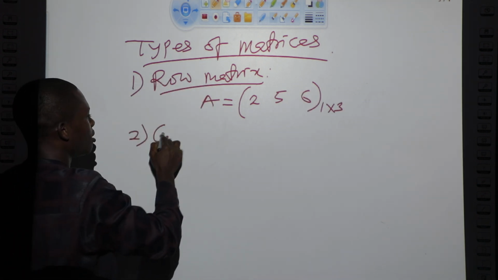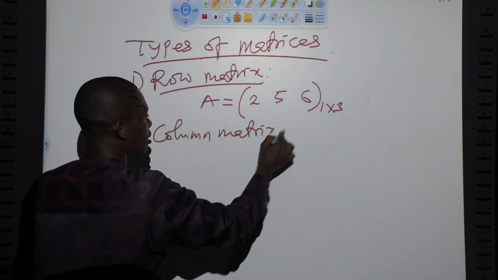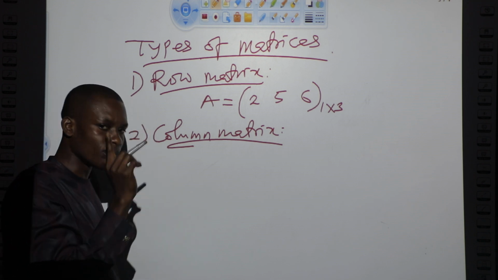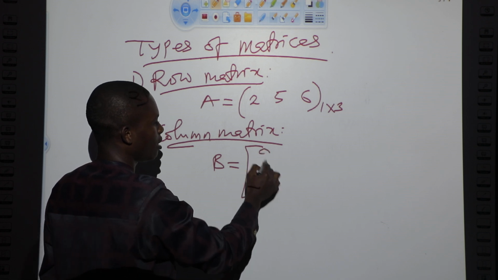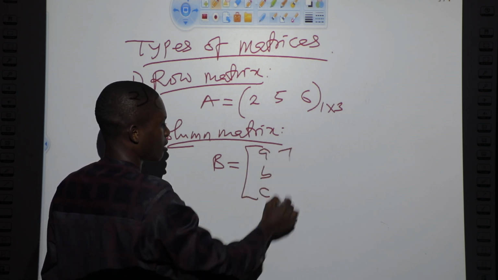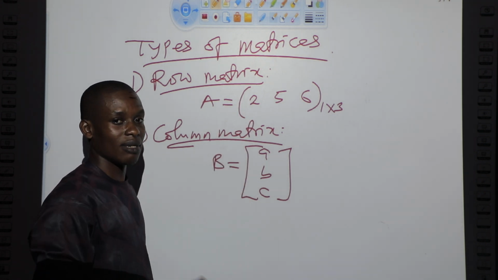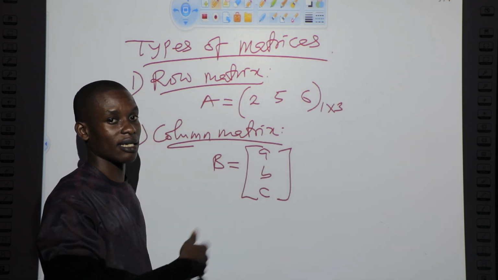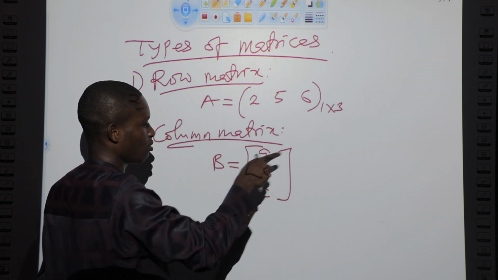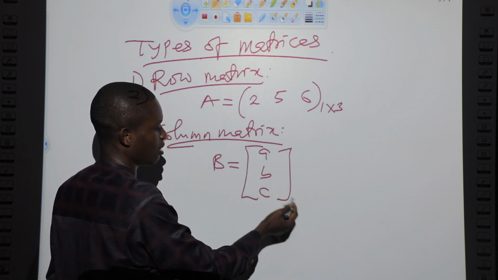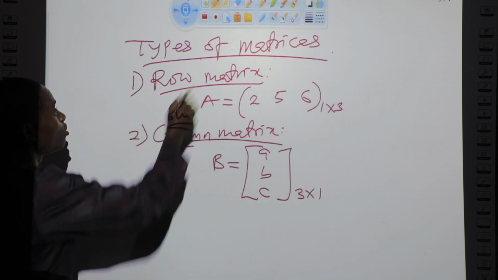Another type is the column matrix. As the name implies, only one column. For example, I have B equal to matrix of A, B, C. This has only one column. But the number of rows can be as many as possible. Our main concern is that it has only one column. That's why it's called column matrix. The order of this one is 3 by 1. 1, 2, 3. So this is a column matrix.